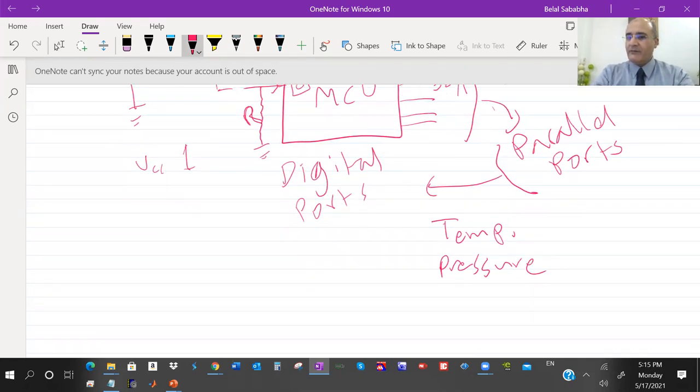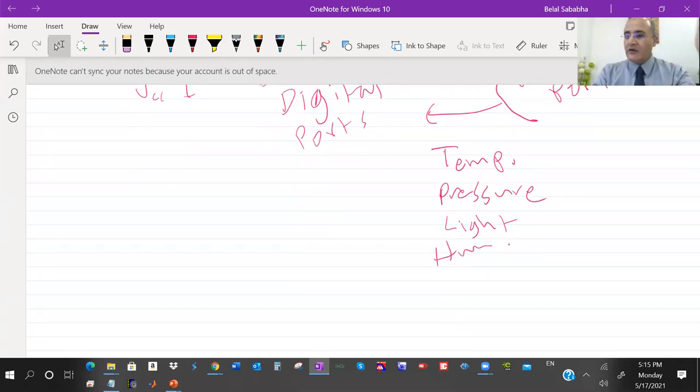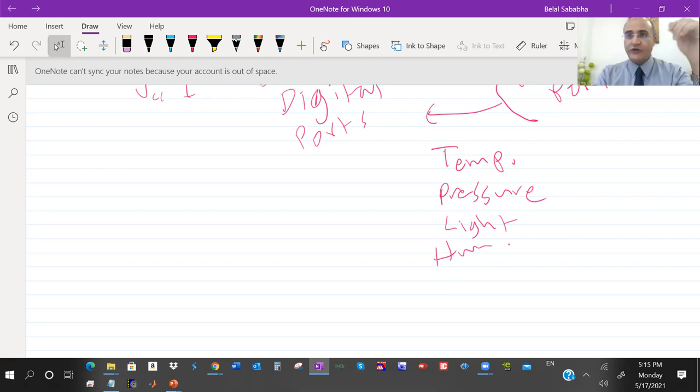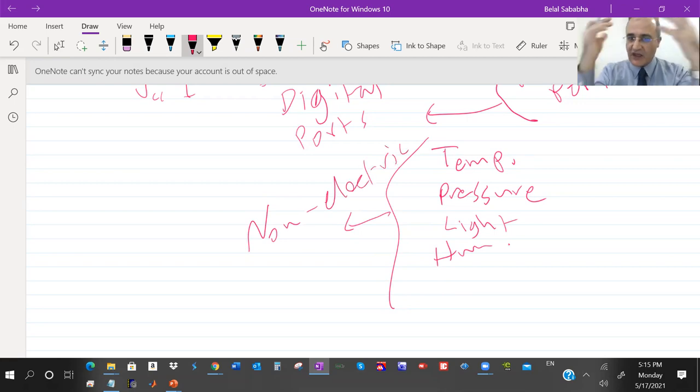What else? Light intensity, right? Analog. Humidity. Anything you can think of. Height or altitude, distance, emissions, etc. Right? These are non-electric things that we need to know.